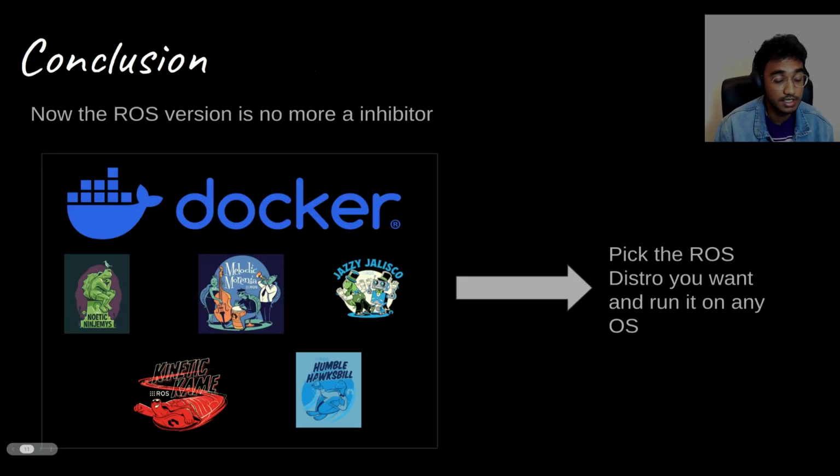So I'd like to conclude by saying that the ROS version is no more an inhibitor to test different GitHub packages. So if you know what your application is and you find some GitHub packages which can solve that problem, but the only thing is that it's in a different ROS version, you need not worry. You can use Docker, choose the ROS distro you want, and then run it on any OS and still get that GitHub package tested. So this is it.